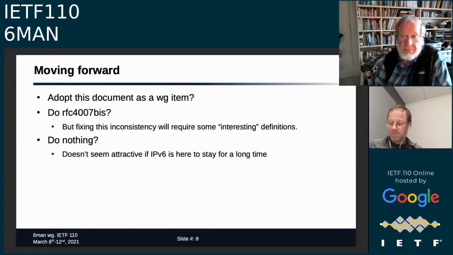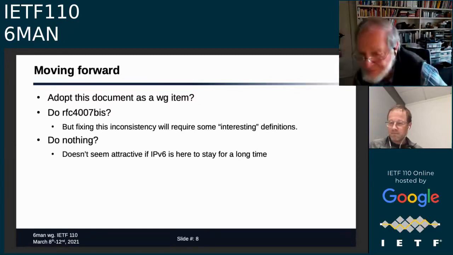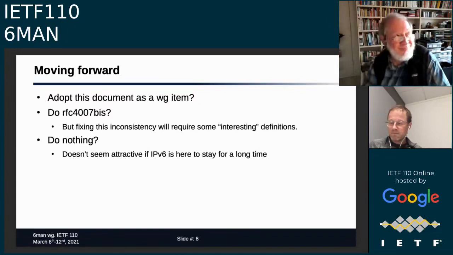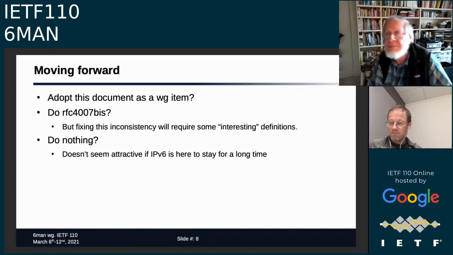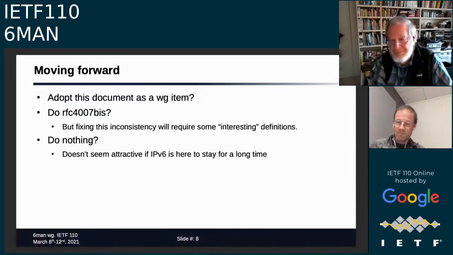But if you want to keep the same definitions for ULAs, like claim that ULAs are global, we would end up changing 4007, and we would have to come up with a definition of global that would be quite interesting. You can change the definition, but I think that the only definition that would fix this would be counterintuitive to what you expect global scope to mean.